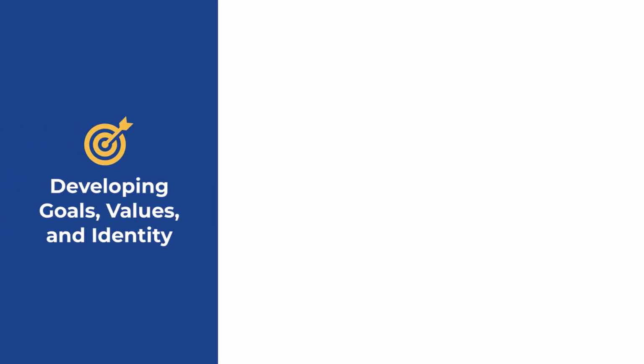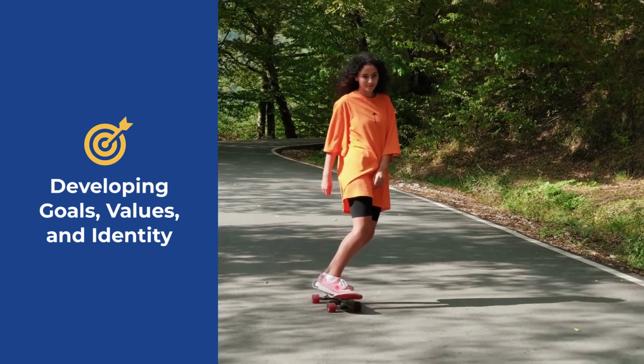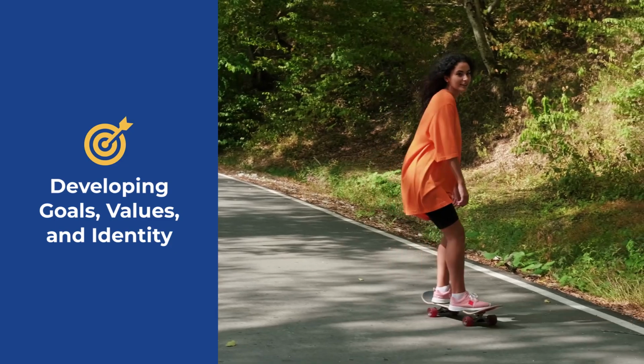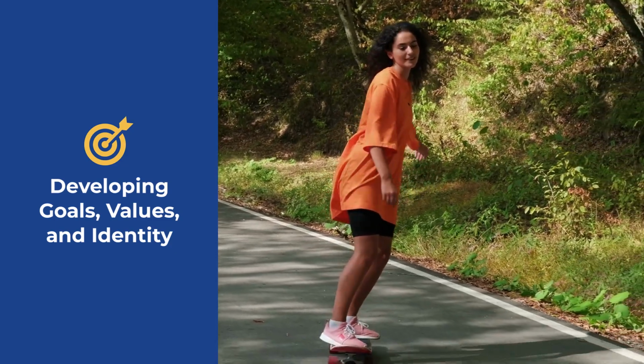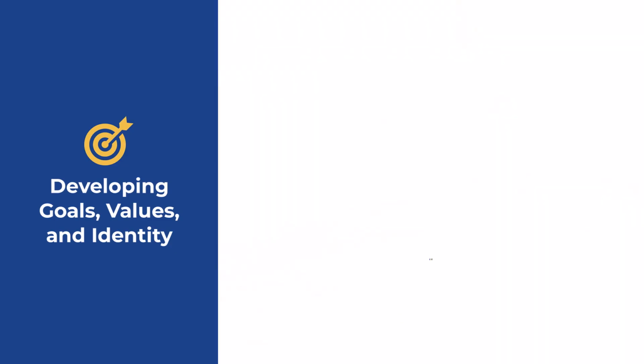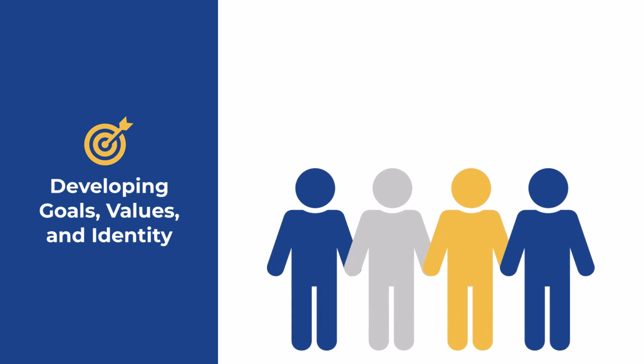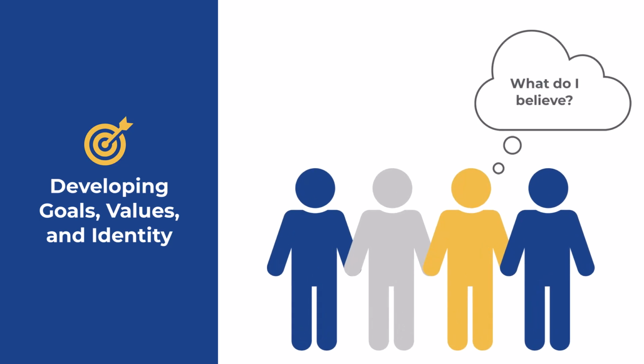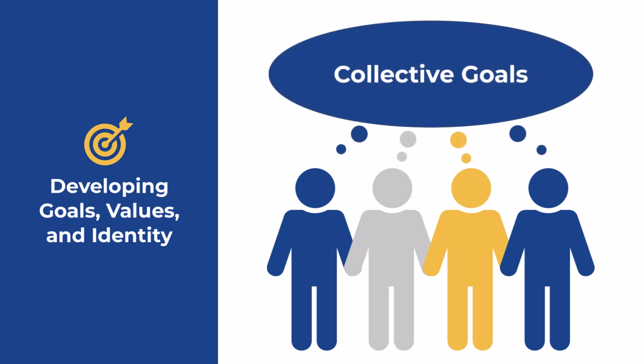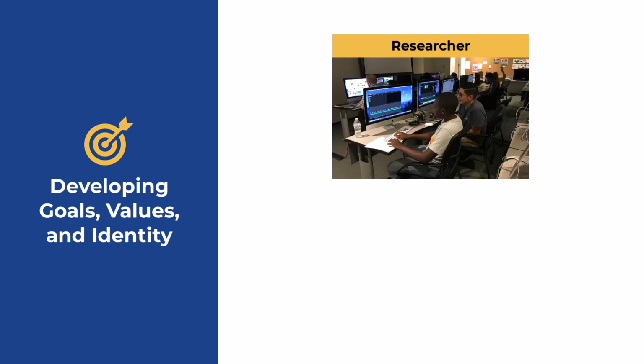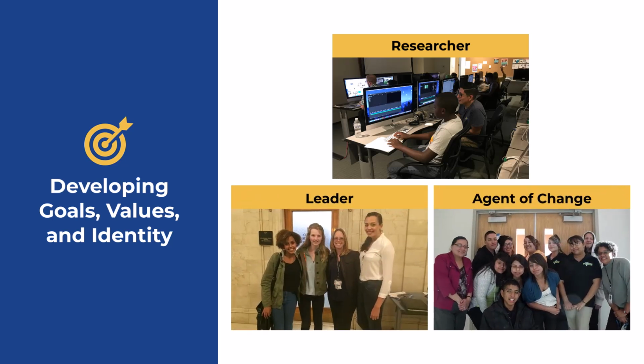A fifth developmental need is the formation of goals, values, and identity. Adolescence is a period when young people refine their sense of who they are, what they value, and who they want to be in the world. Throughout YPAR, youth have the opportunity to clarify what is important to them and to create collective goals. They also have the opportunity to experience new identities, such as researcher, leader, and agent of change. Through these experiences, YPAR invites young people to reflect on who they are, what they believe, and what they care about.